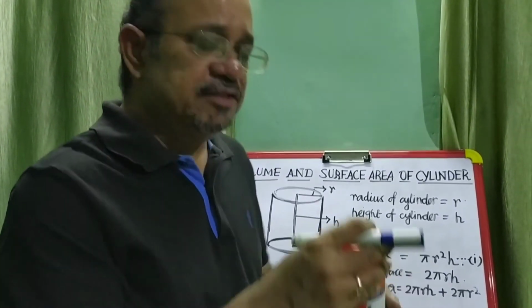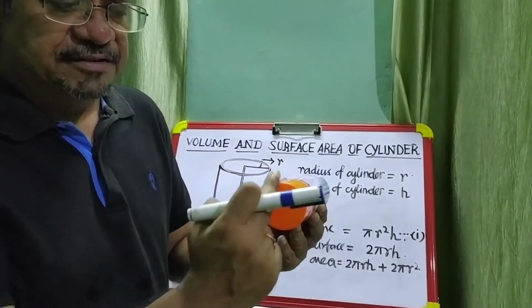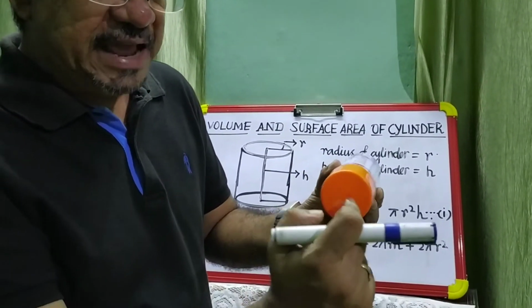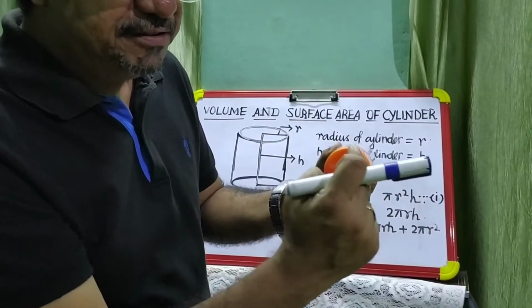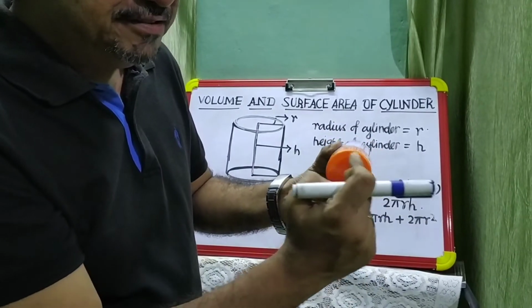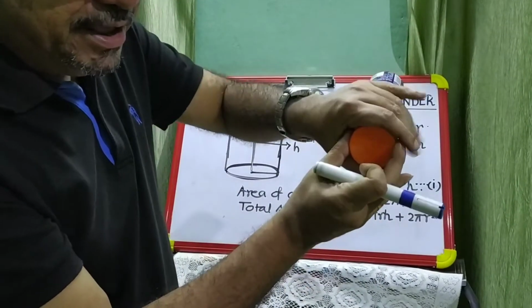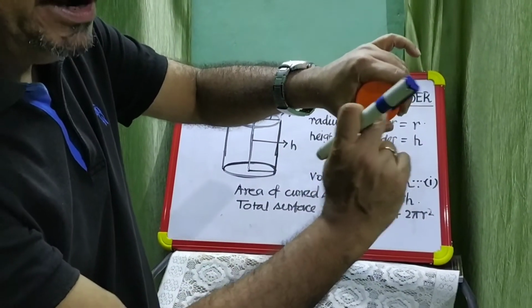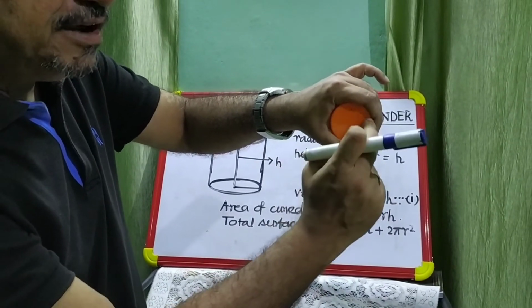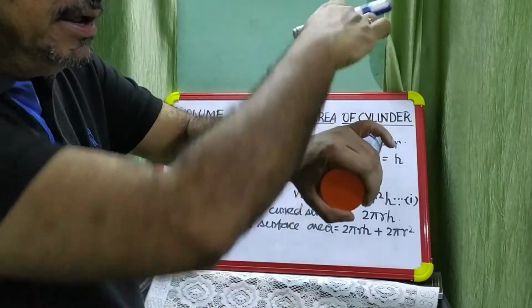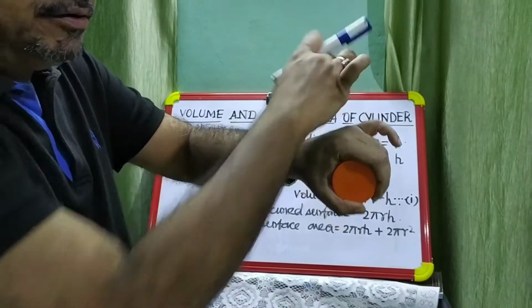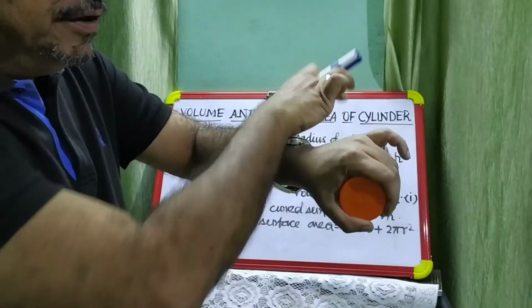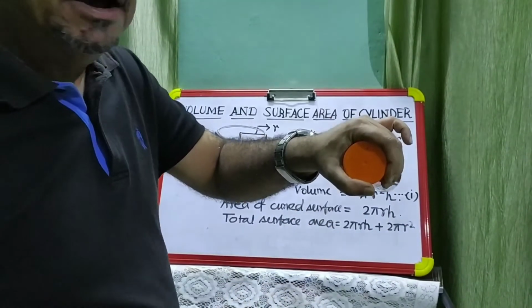Now area of the surface. Again I am showing you there are 3 surfaces. Plane surface, one on this side, exactly one on the other side, plane surface. Area of this surface is pi r square. Here I am showing you it's a circle whose radius is r. So area of the surface is pi r square. This side is also pi r square. So area of the 2 plane surfaces is 2 pi r square.